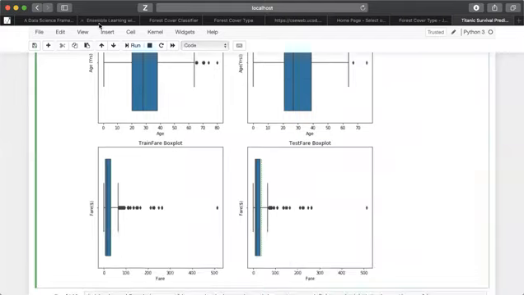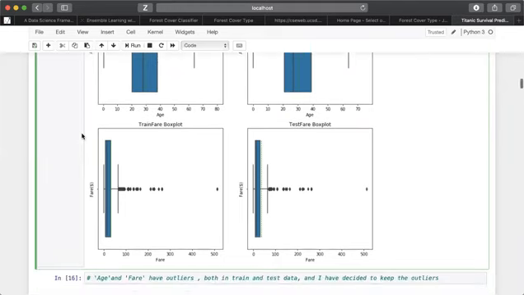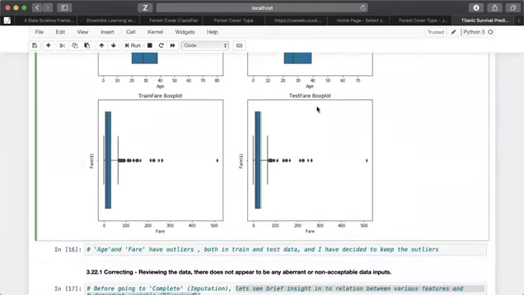But when we see the fare, both the train data set and test data set comprise a lot of outliers after the third quartile of around 90.